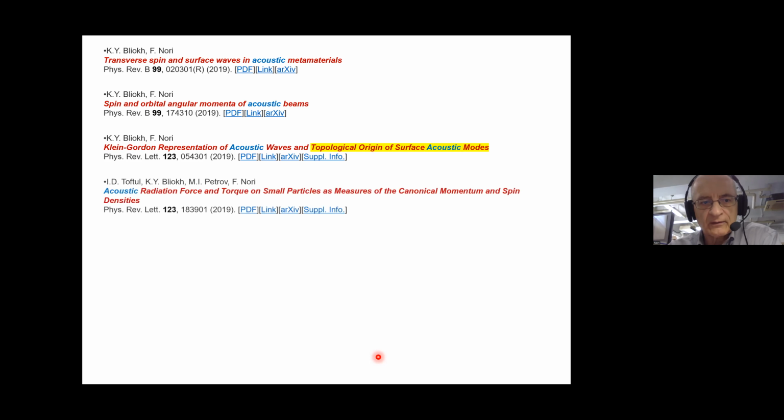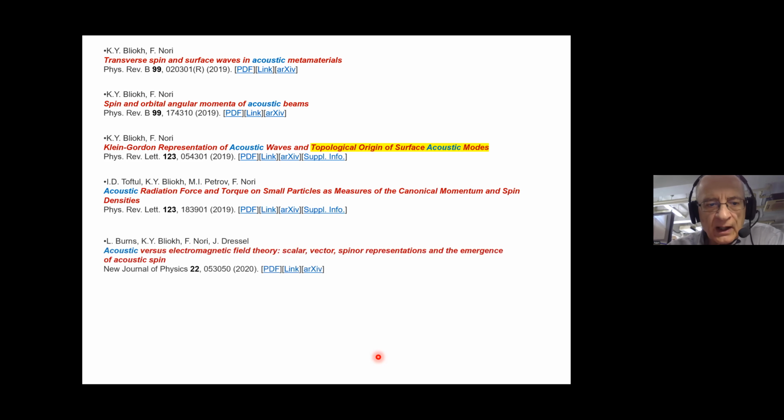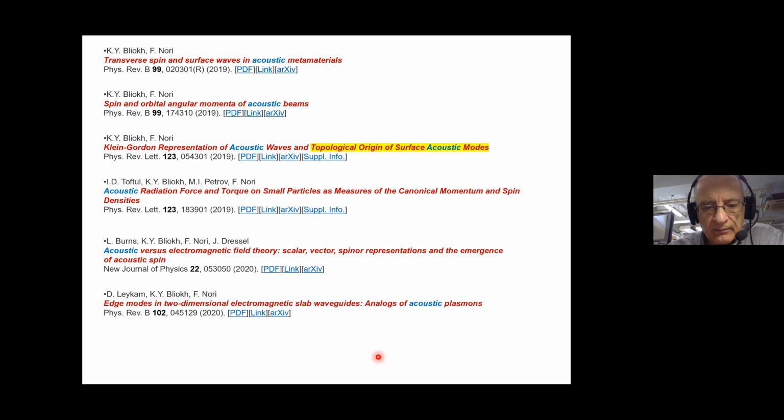It's a PRL from a few years ago. We also look at acoustic radiation force and torques, and acoustic versus electromagnetic field theory. This is with the group of Justin Dressel, and then with Daniel Lakem, TM modes in two-dimensional electromagnetic slab waveguides, looking at analogs of acoustic plasmons.